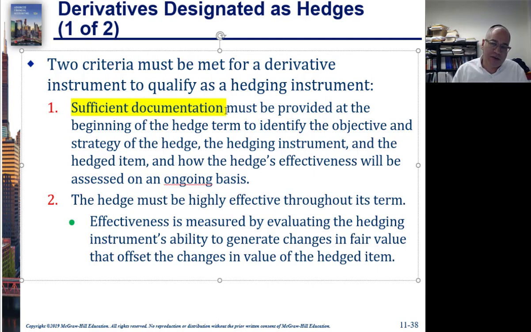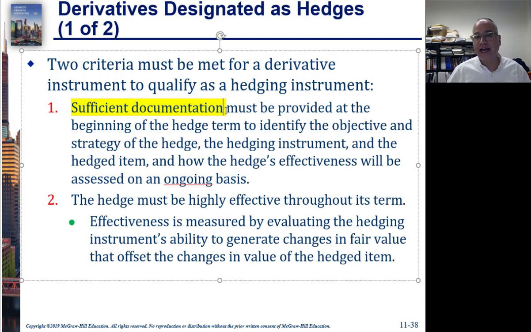For hedge accounting in particular, you must have what's called sufficient documentation at the beginning of the hedge term to identify the objective and strategy of the hedge, the hedging instrument, the hedged item, and how the hedge's effectiveness will be assessed on an ongoing basis. And that means you have to have this documentation. And it could mean that you've done all of these things, and you know what the objective was, you know what the strategy was, you know what the instrument was, you just know it. And the hedge was effective and it worked. But if you didn't have the documentation, then it's not a hedge.